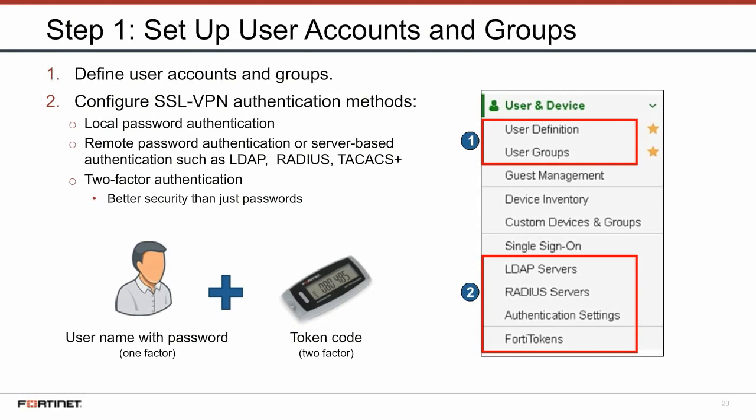The first step is to create the accounts and user groups for the SSL VPN clients. All FortiGate authentication methods, with the exception of remote password authentication using the Fortinet Single Sign-On (FSSO) protocol, can be used for SSL VPN authentication. This includes local password authentication and remote password authentication using the LDAP, RADIUS, and TACACS+ protocols. You can also configure two-factor authentication with FortiToken for better security.